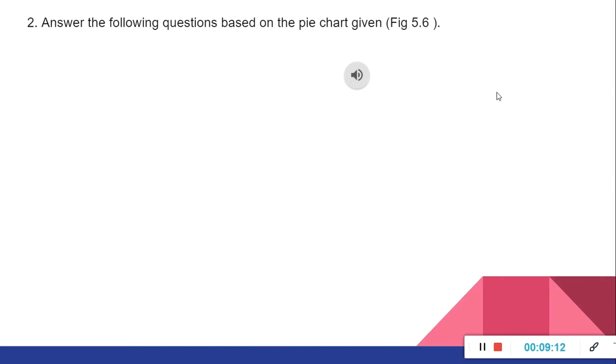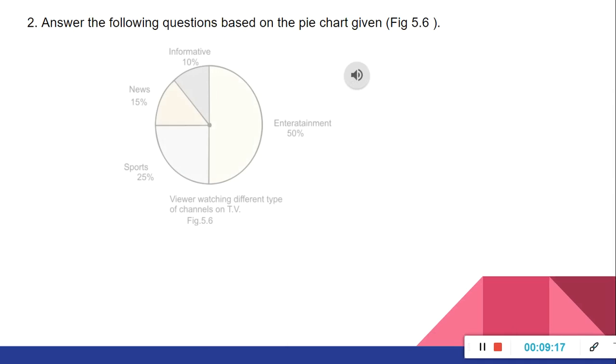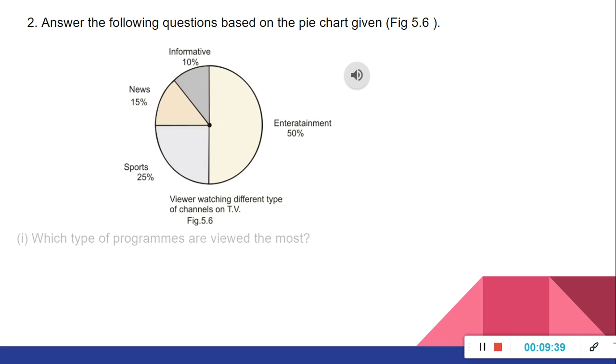Now the second question is, answer the following questions based on the pie chart given below. The pie chart represents viewers watching different types of channels on TV. Here you can see that 50% are watching entertainment programs, informative 10%, news 15% and sports 25%. Now let's see the questions. First question: which type of programs are viewed the most?